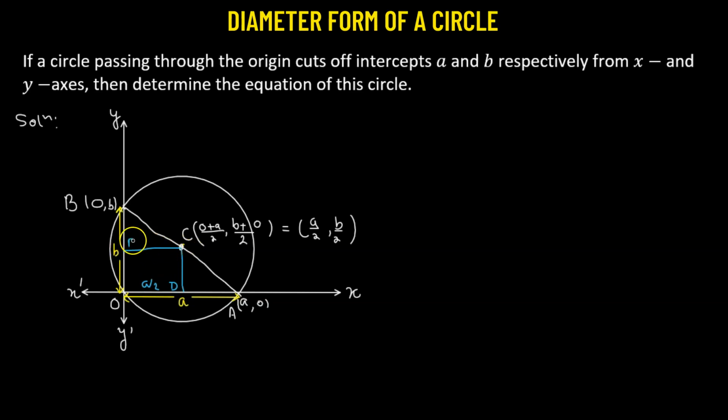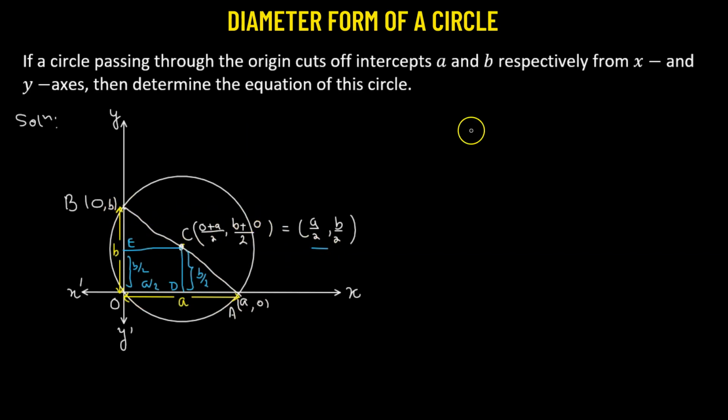This is going to be point E, and CE is also going to bisect the chord OB. Since the length of OB is B units, the length of OE is going to be B over 2. Since the length of OE is B over 2, the length of CD is also going to be B over 2. So the coordinate of the center is going to be (A over 2, B over 2). That means AB is the diameter of the circle.